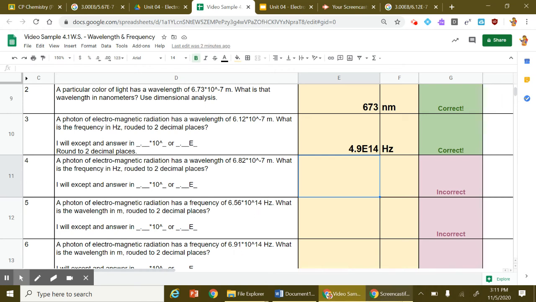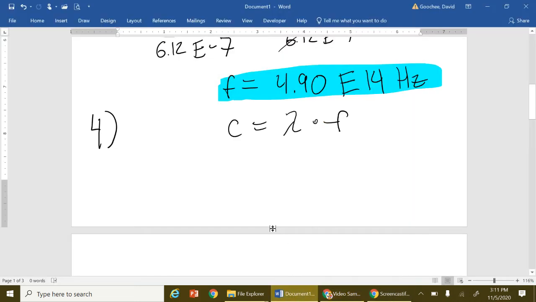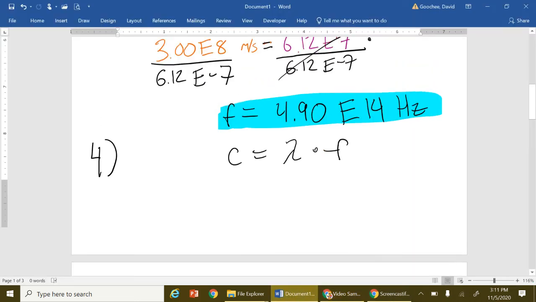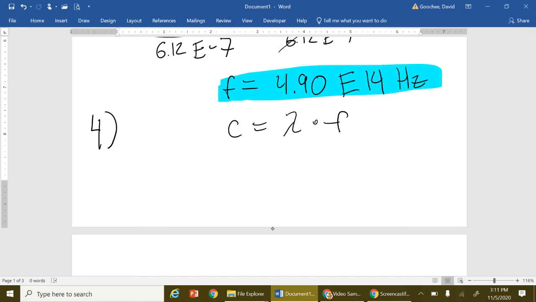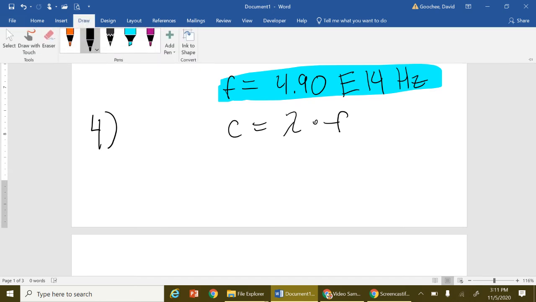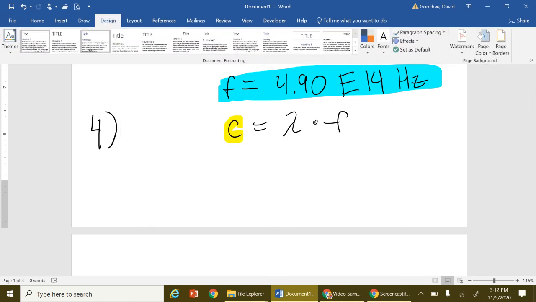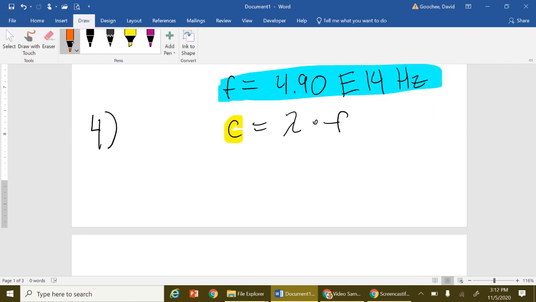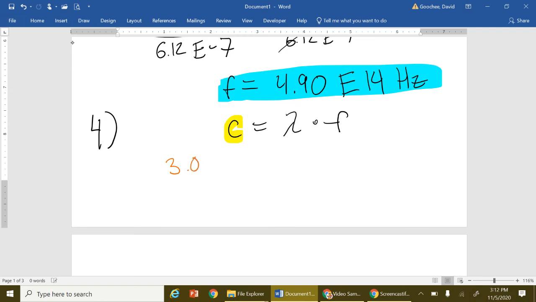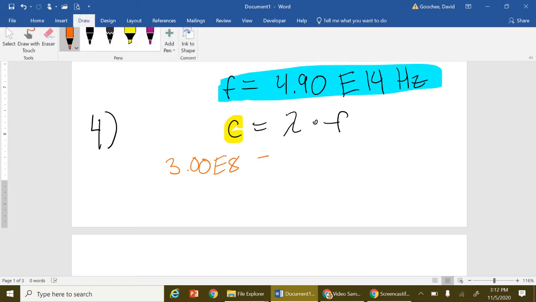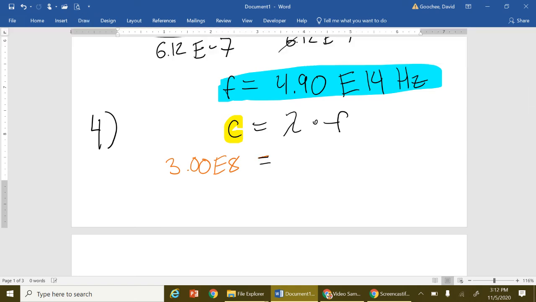Okay. Well, guys, again, this is essentially the same question. So the speed of light never changes. The speed of light, c, is always going to be 3.00 times 10 to the 8th meters per second. Okay, it's the speed of light. It does not change. It is the same throughout the history of the universe.